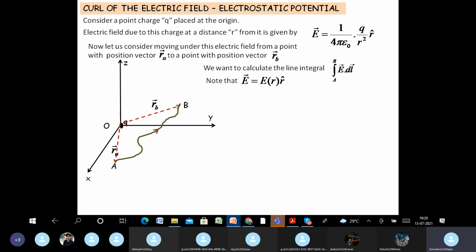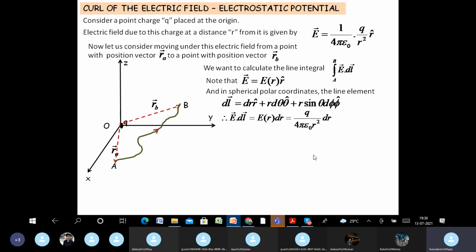Now we know that E is a function of r and is directed along r. We have discussed this thoroughly before. And if you write down the line element dl in spherical coordinates, this is the expression. If you take the dot product of E and dl, there is only one common term, r. There are no other terms in E, no theta and no phi term. So we are left with E dr.